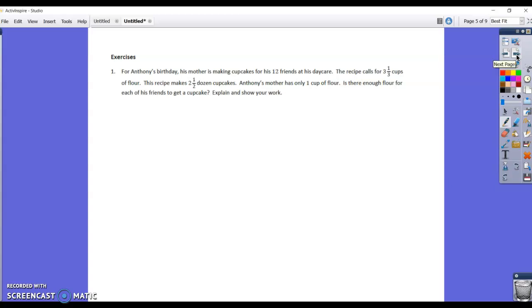Okay, so the exercises. We're going to just go ahead and do the exercises together. For Anthony's birthday, his mother is making cupcakes for 12 of his friends at daycare. The recipe calls for 3 1/3 cups of flour. The recipe makes 2 1/2 dozen cupcakes. She only has 1 cup of flour. Is there enough flour for each of his friends to get a cupcake? Explain and show your work.